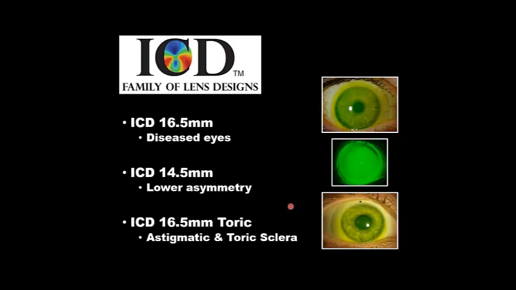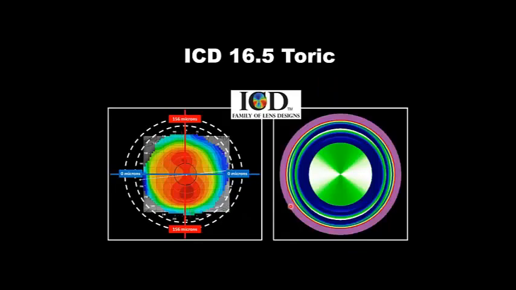Then there's also a toric, because there's a percentage of patients that have toric scleras or they have some kind of residual astigmatism coming through the standard symmetrical lens, so you'll need a front toric as well. So here's the ICD 16-5 toric, constructed for 2 applications. One on the left where we have a highly toric sclera, maybe greater than the average of 150 microns, maybe 200 microns. We've seen at least one patient that required 700 microns of scleral toricity.